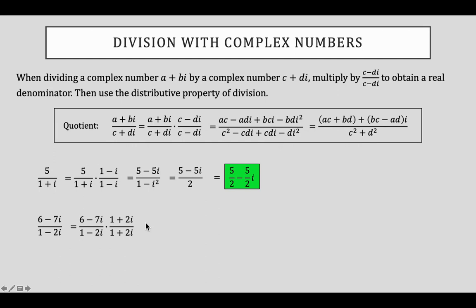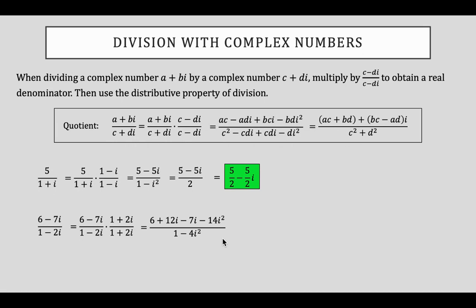All right, so now we can FOIL. In the numerator, 6 times 1 gives me 6, plus 12i, minus 7i. Negative 7i times a positive 2i gives me minus 14i squared. And in the denominator, a 1 times 1 gives me 1. Notice that the products of the outside terms and the inside terms should add to 0. That should always be true. Again, when you're multiplying complex conjugates, you have to get a real number. So I'm left with 1 minus 4i squared in my denominator.